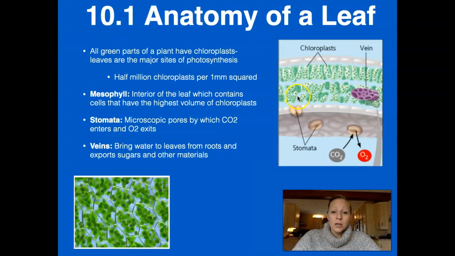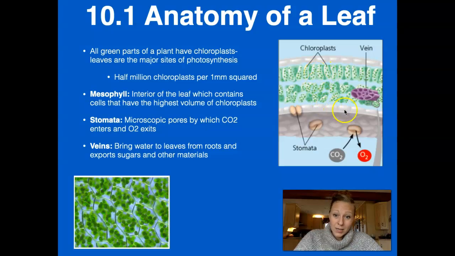And so here, chloroplasts in a leaf, so we're going to be talking about leaves right now. The mesophyll tissue is where most of our chloroplasts are. They are very numerous. There are 500,000 chloroplasts per 1 millimeter squared, so they are very, very abundant.